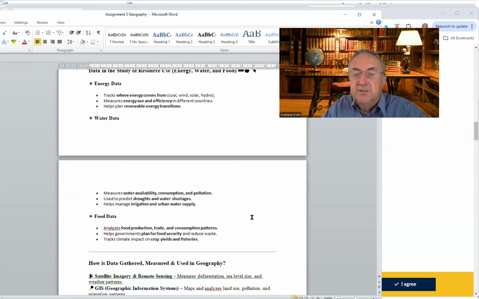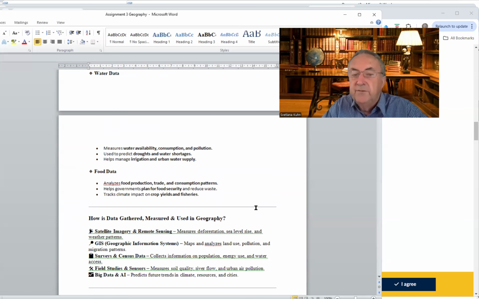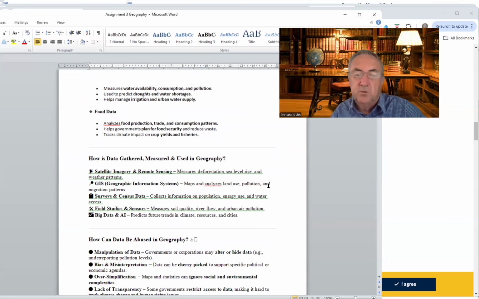Data can help us to understand water availability, consumption, and pollution, the cycles of droughts and floods, and also the way in which water is used for irrigation, for farming, and also for urban water supplies. Data can also help us understand the use of food, the production of food, the consumption of food, and the way in which transport moves food around the globe.